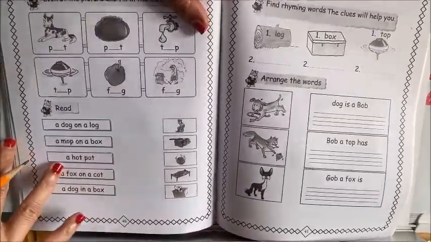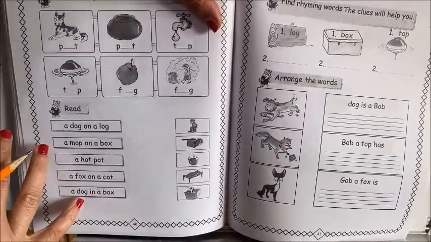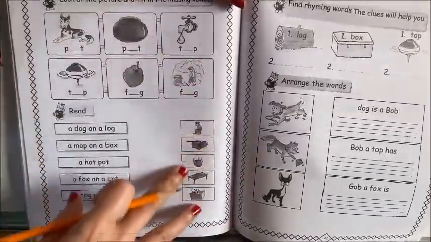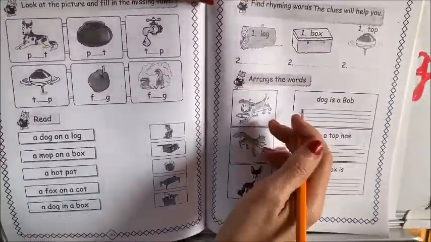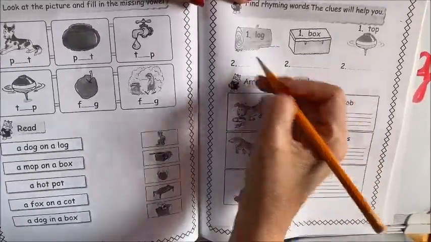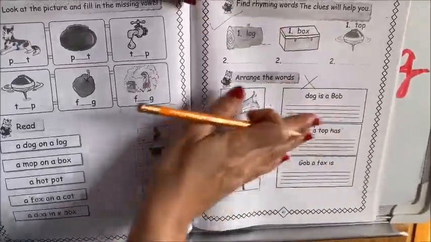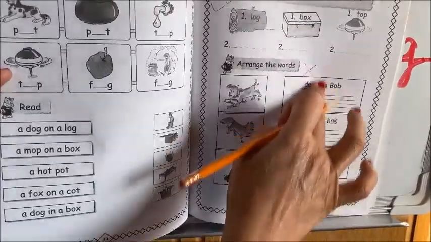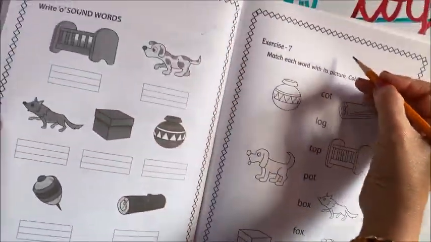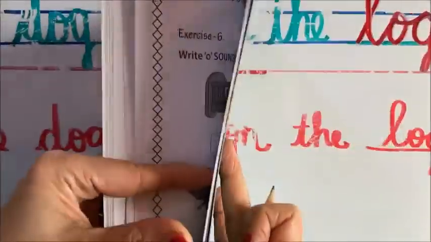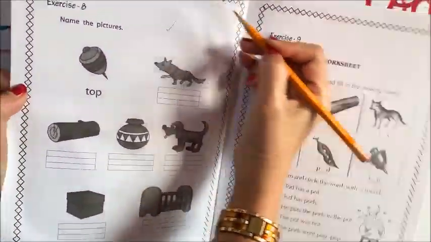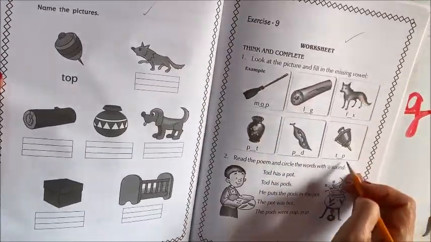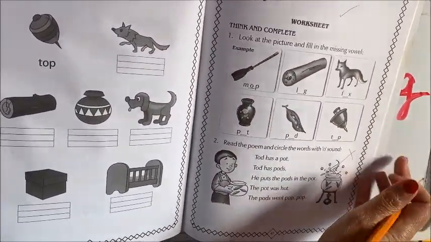You don't have to. Yes, you have to do this and this one, this as well. But don't want to do this one. So you have to do this one. Now doing this page. This exercise. Then you have to do this one. You have to do this one. This one. This one. No need of doing this one.